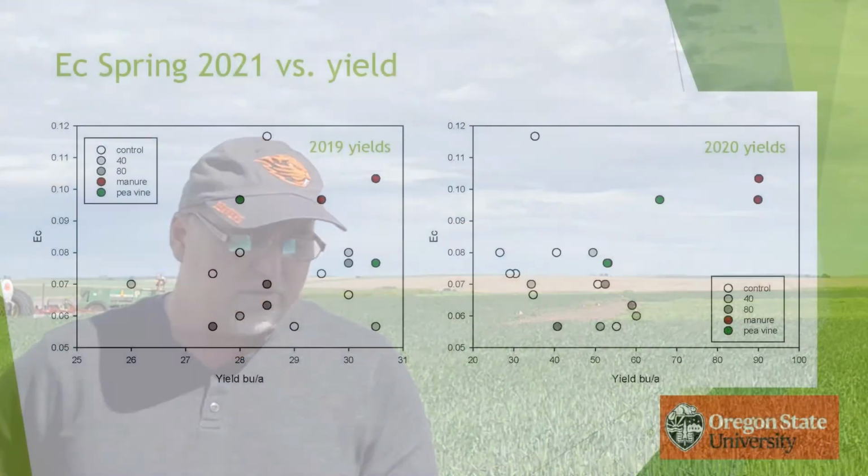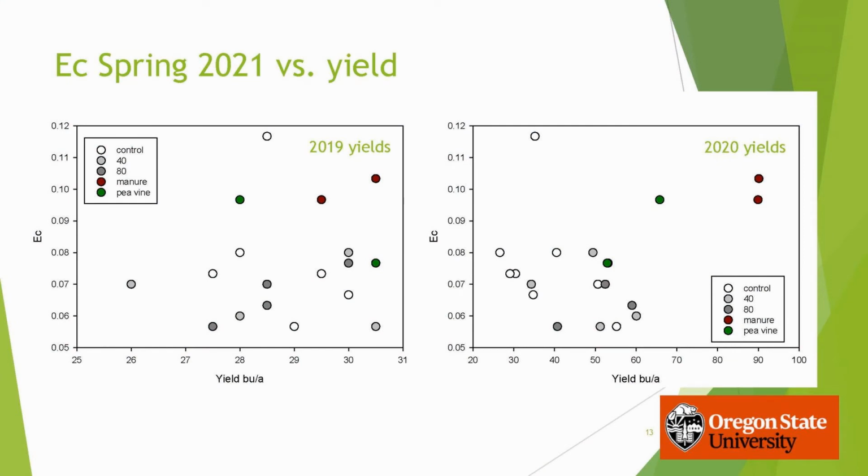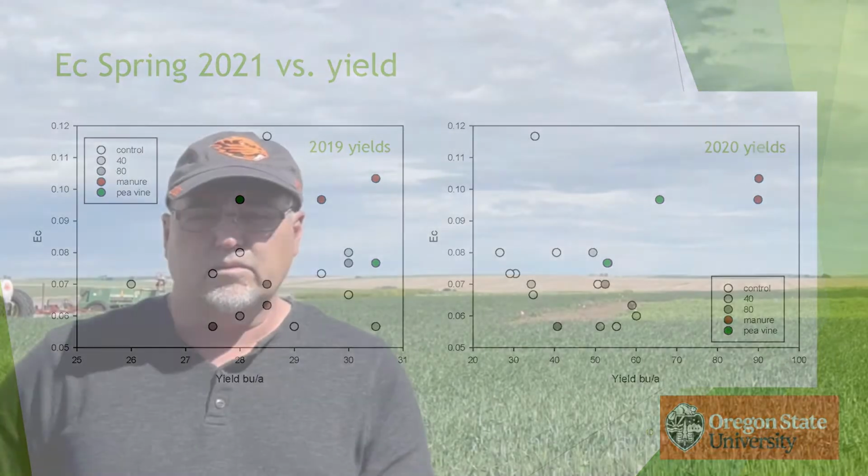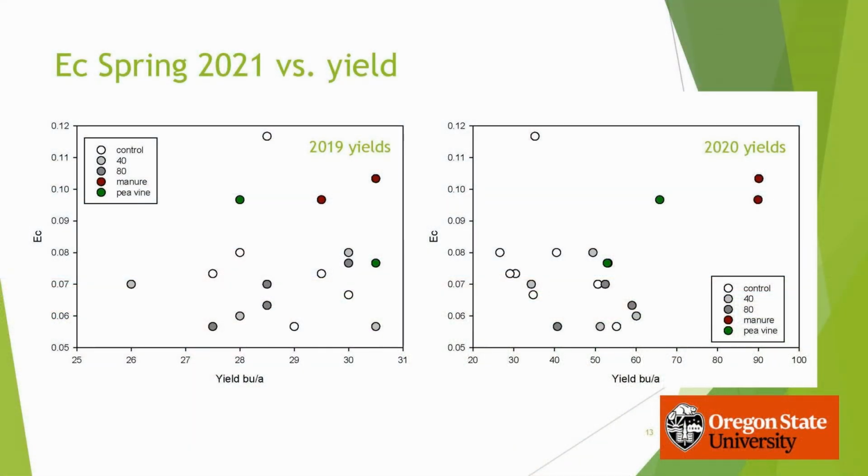This slide shows the electrical conductivity as measured with the TDR probe in relationship to previous year yields. So we have the comparison for the 2019 yields and the 2020 yields. Remember that this is a soil measurement, so we could get TDR readings both from the fallow plots as well as from the crop growth plots, and that's what we're showing here.